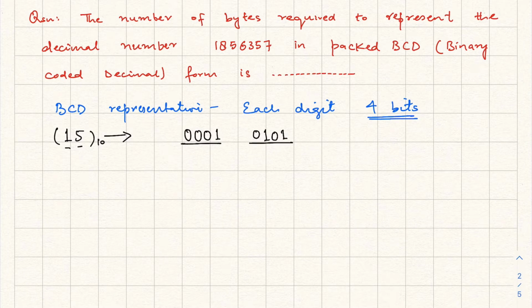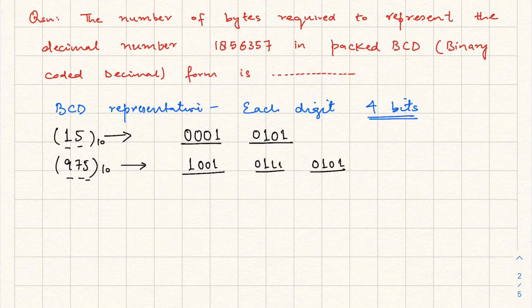Or suppose a number is 975. If I have to convert this into BCD, each digit I will represent with 4 bits of binary. So 9 is 1001, 7 is 0111 and 5 is 0101, correct?